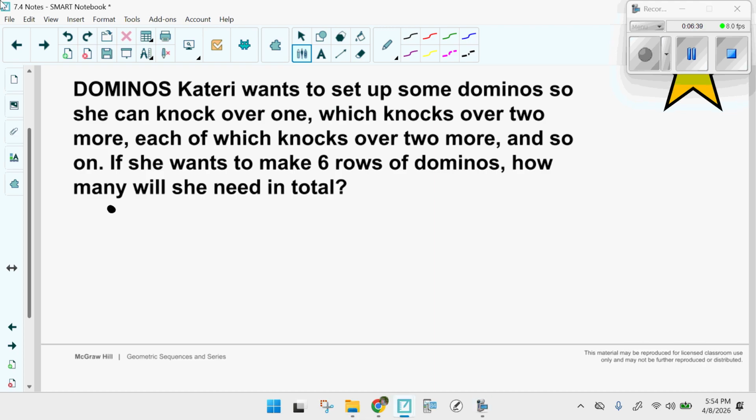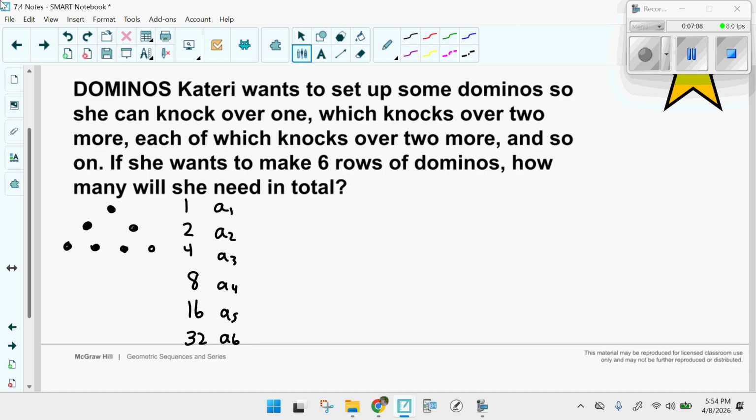If we have a domino set up, it's going to knock over 2 dominoes, and then that domino is going to knock over 2 more, and then that one's going to knock over 2 more. We're going to start to see this sequence. So 1, 2, 4, and then our next row is going to be 8, then 16, and we want to add up a total of 6 rows. So a sub 1, a sub 2, a sub 3, 5, and then 32 is going to be a sub 6.